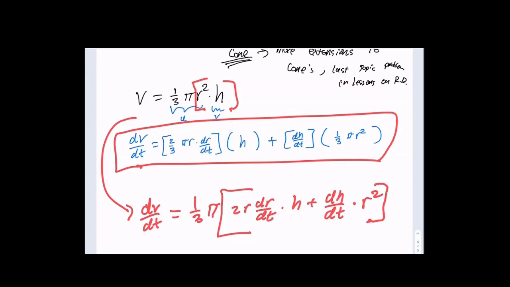So this is just another way some people might do it. If you have somebody who helps you, be it a tutor or a family member who's taking calculus, they might do the derivative this way and treat the 1/3 pi and just pull it out. But in the end, you get the same thing.